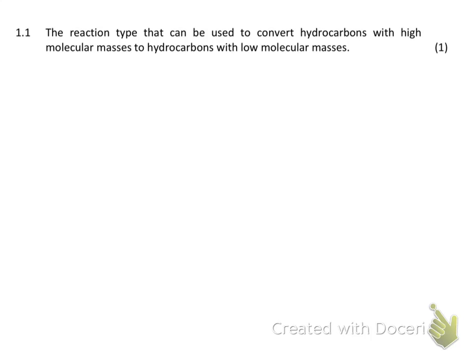This video will take you through the memo for Section A of the Paper 2, the chemistry paper for June 2013. Let's start with question 1. First question, the reaction type that can be used to convert hydrocarbons with high molecular mass to hydrocarbons with low molecular mass.